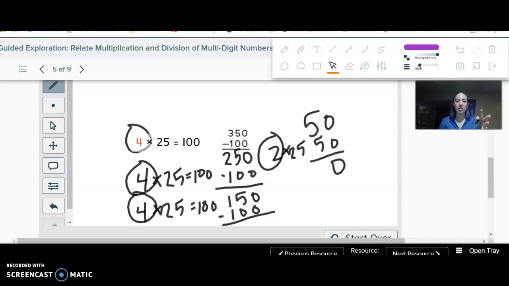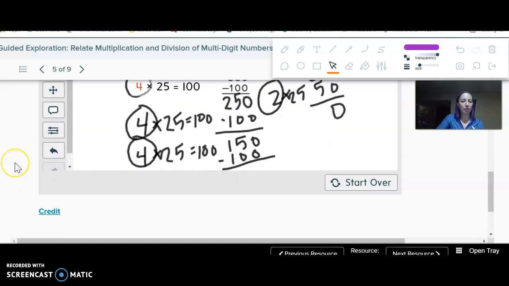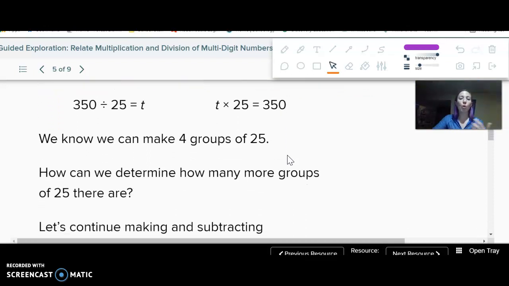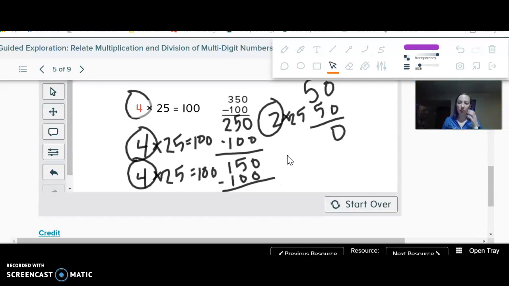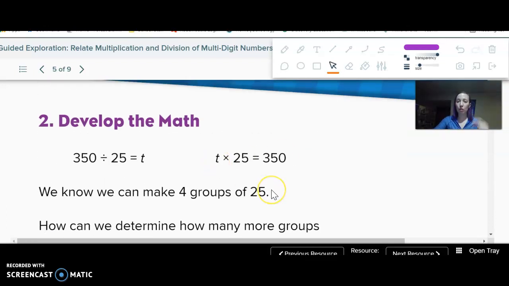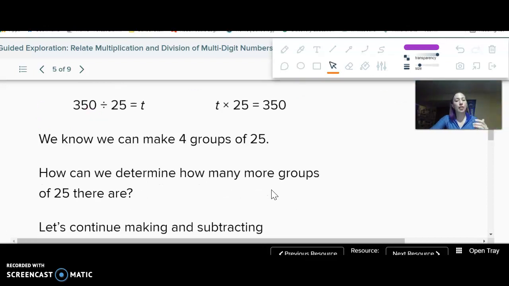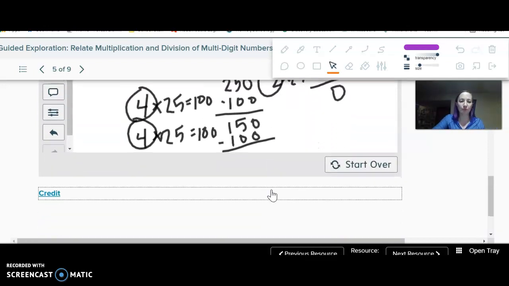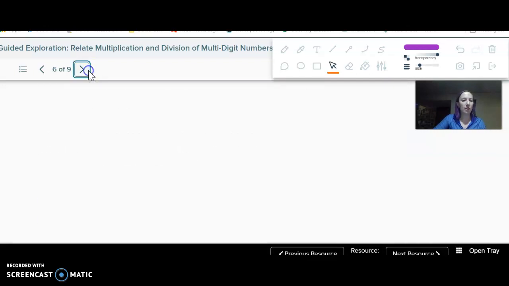Now I could just guess and check if I'm trying to figure out how many groups of 25 make 350. I could say, well, maybe it's 7, and do 25 times 7. Maybe it's 12, and then do 12. So I could guess and check, or I can think about doing this in a more efficient way. I could also just do 25 plus 25 plus 25 and keep adding 25s until I get there. But that's a little less efficient than doing groups of them, because I can group them up and it goes a little faster.